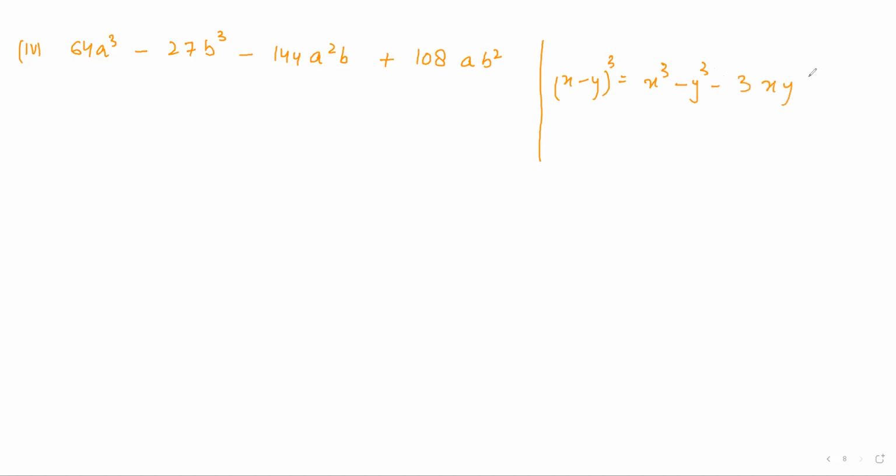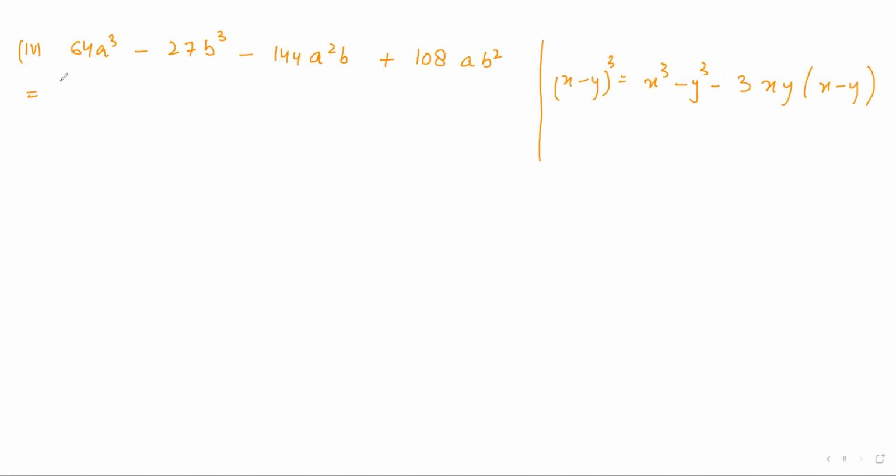Okay, next, fourth part: 64a cube minus 27b cube minus 144a square b plus 108ab square. Again, I think x minus y whole cube I have to use here, right? So I'm writing x minus y whole cube as x cube minus y cube minus 3xy into x minus y. So let us compare it with this one.